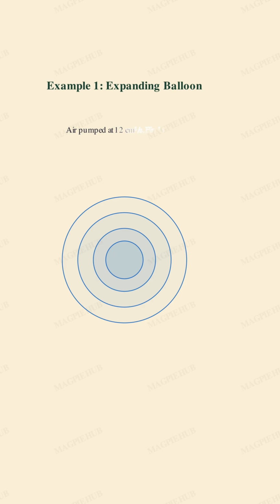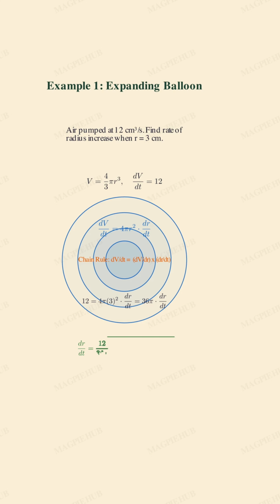Example 1. Air is pumped into a spherical balloon at 12 cubic centimeters per second. Find the rate at which the radius increases when the radius is 3 centimeters. Volume of a sphere, V equals 4/3 pi r cubed. Given dV by dt equals 12. By chain rule, dV by dt equals 4 pi r squared times dr by dt. Substituting, 12 equals 4 pi times 9 times dr by dt. That gives 12 equals 36 pi times dr by dt. Therefore dr by dt equals 1 over 3 pi, approximately 0.106 centimeters per second. The radius increases slowly even though volume increases fast, because more volume is needed for each unit of radius growth.